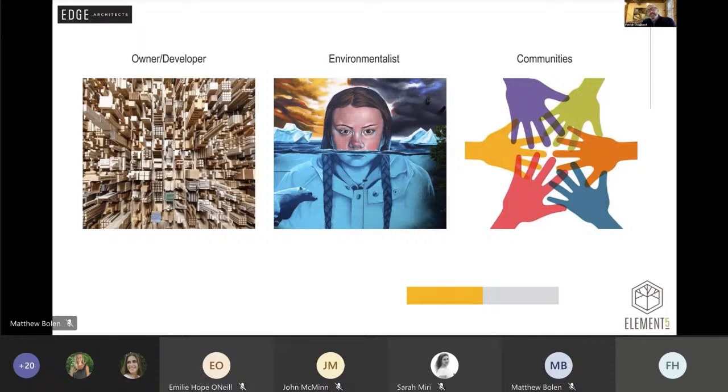And lastly, the benefit for communities or the inhabitants of these buildings. Studies are showing that there are health benefits associated with living and working in environments in which we're exposed to natural elements. And so by exposing wood elements in these structures, we're creating these healthier environments.